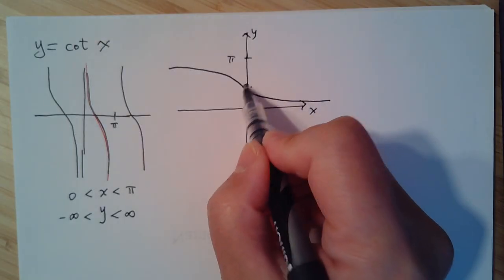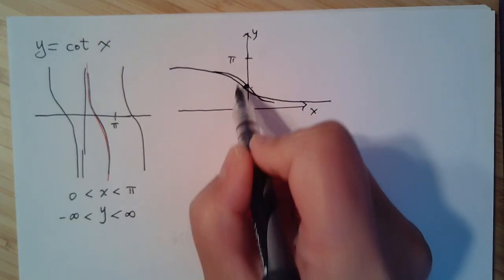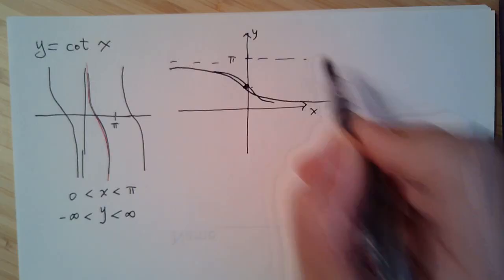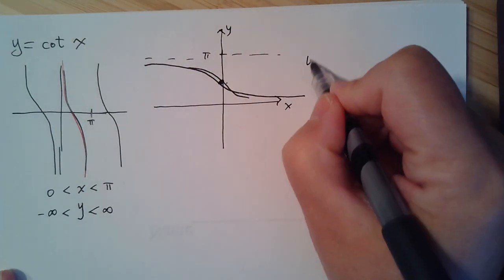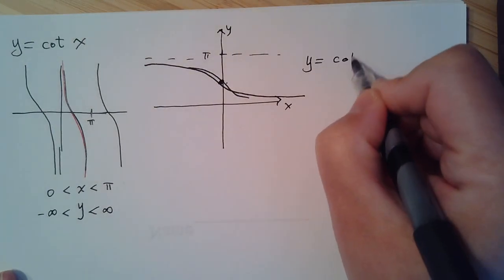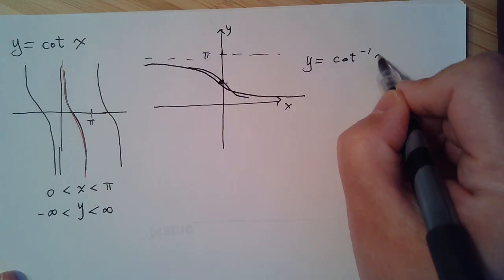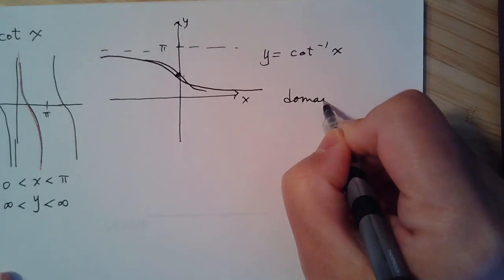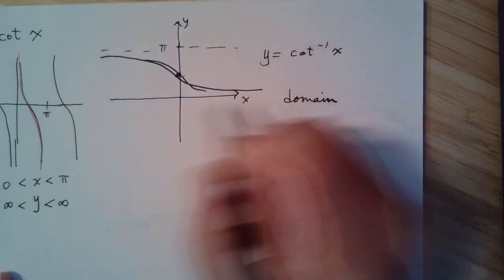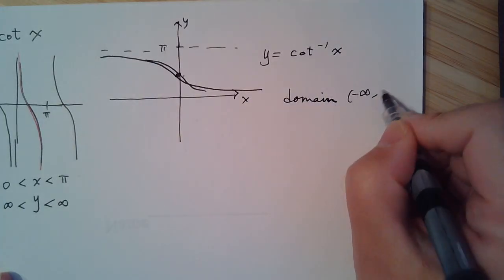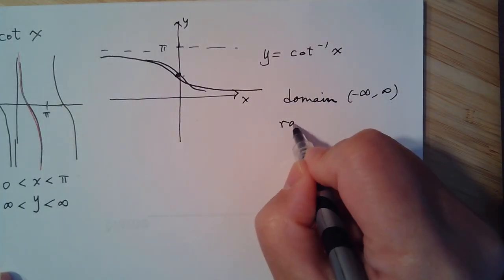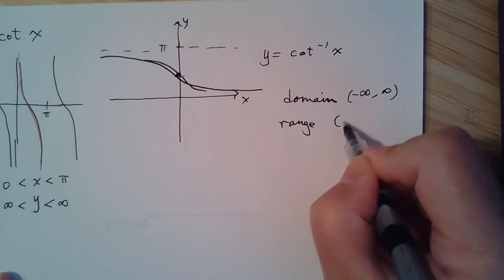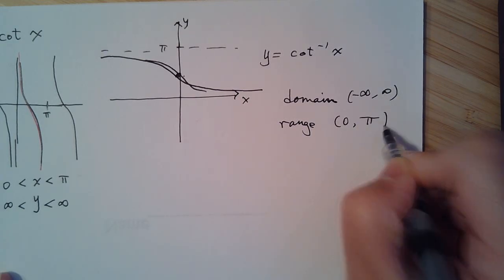Oh, I'm not very good. This should go through the middle, but that's like the horizontal asymptote. So this is y equals cotangent inverse x. Domain is negative infinity to positive infinity. Range is from 0 to pi.